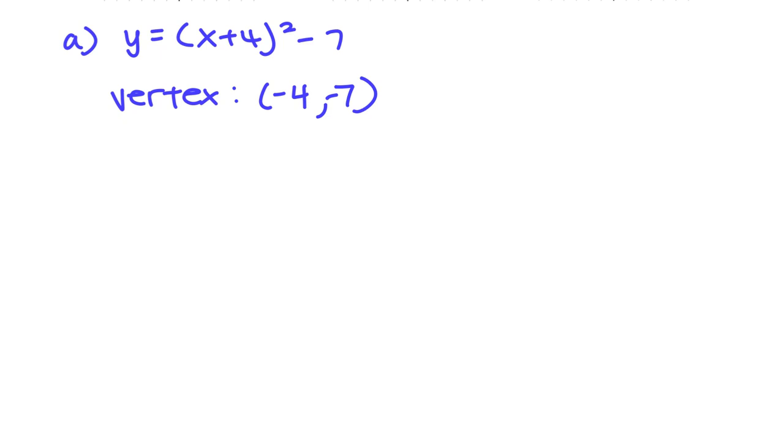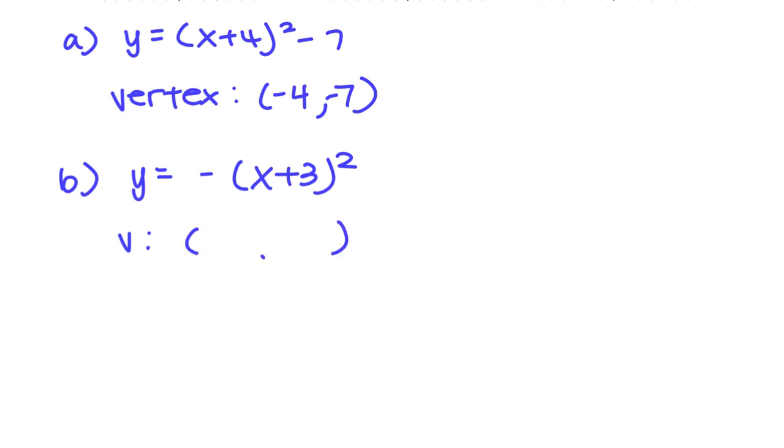So that's why this is called vertex form, because we can literally figure out where the vertex is from the equation. Letter B says y equals negative (x plus 3) squared. My vertex has nothing to do with the negative. That just tells me whether I'm opening up or down. So does this one open up or down? Down. It opens down.